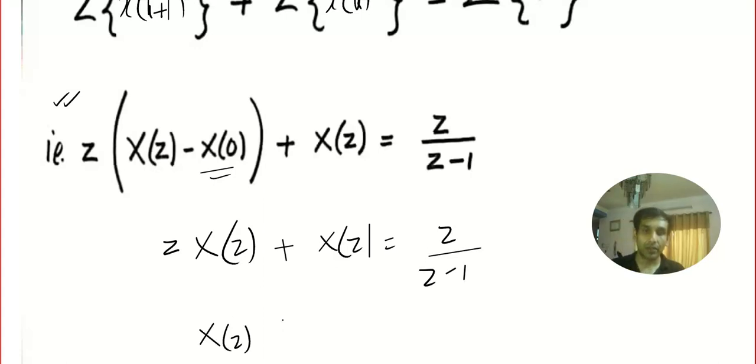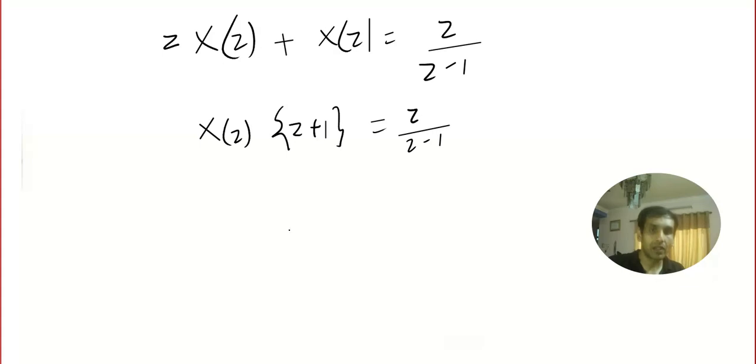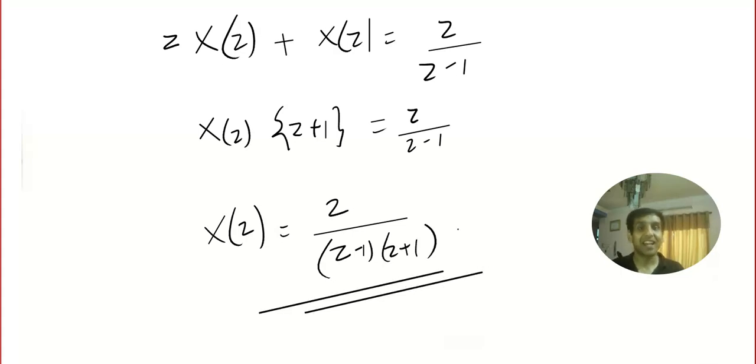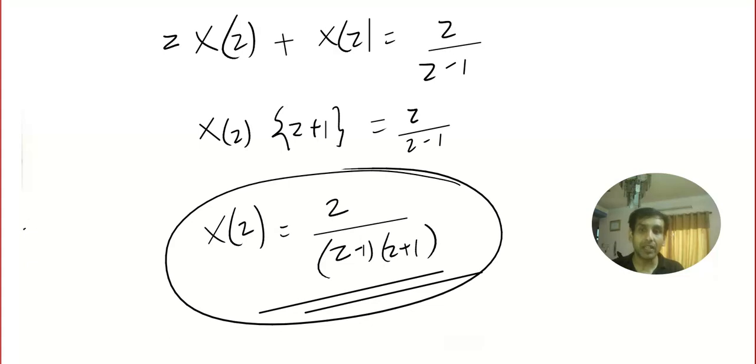Now we have to extract it, z plus 1, z by z minus 1. So I got the function in z: X of z equal to z divided by (z minus 1)(z plus 1). That's it. After this, you know what to do. We have to find the inverse. The inverse of this function will be our sequence, which is our answer.